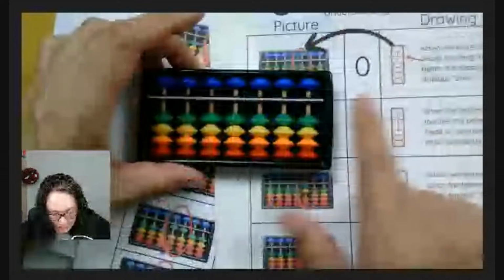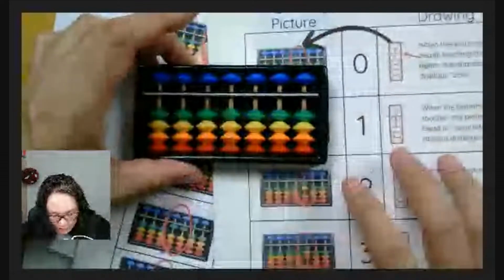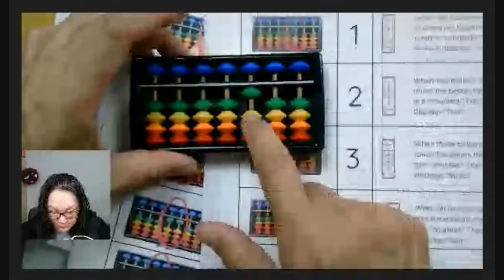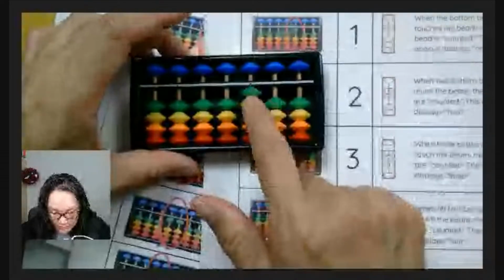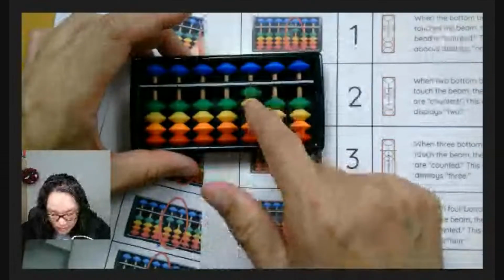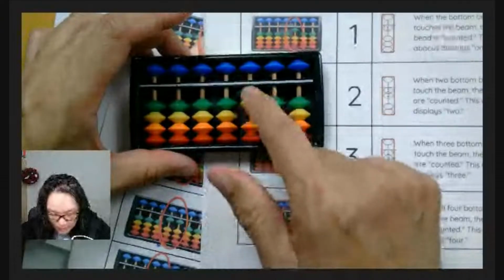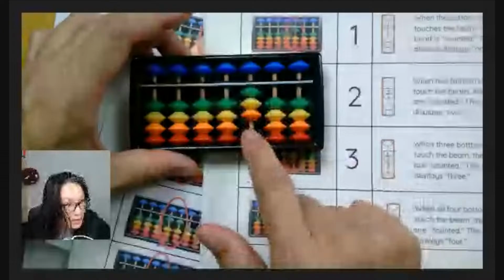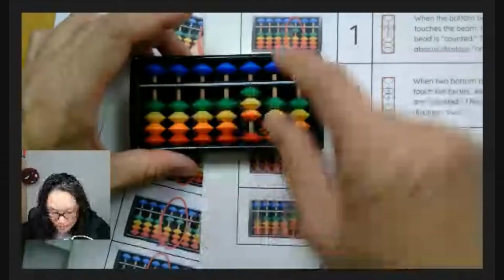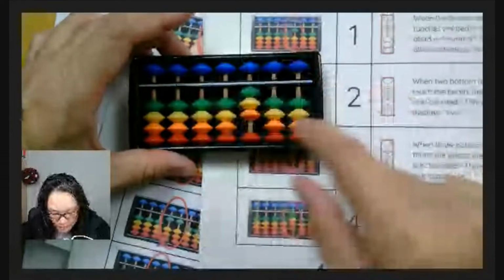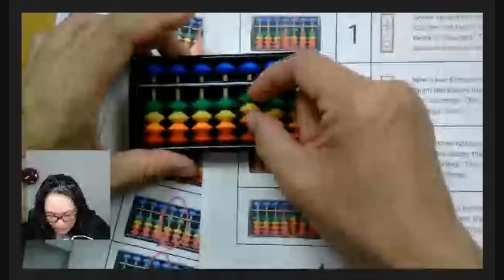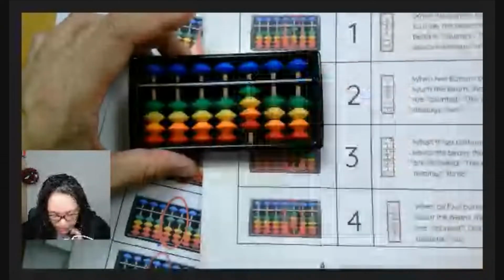We have 0. This is 0. Then we have 1. This is 1, right? And then we have 2. We have 2 beads, right? This is 2. Here is 3. This is 3 beads, 1, 2, 3. It doesn't matter if it's these 3 or these 3. There are 3 beads. And then that's 4 beads.